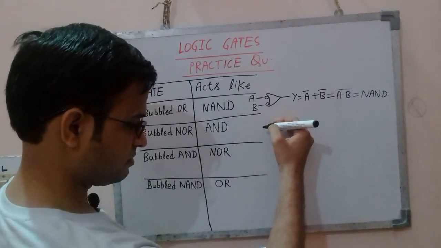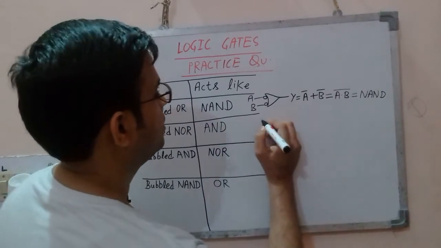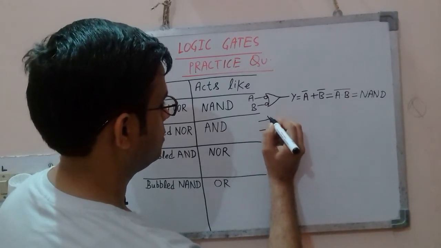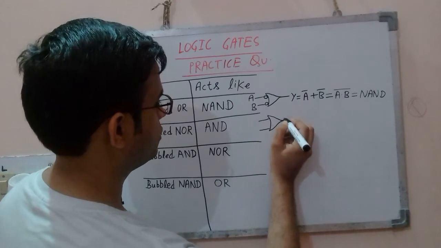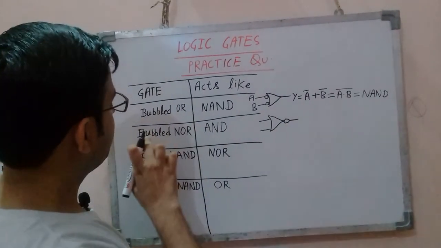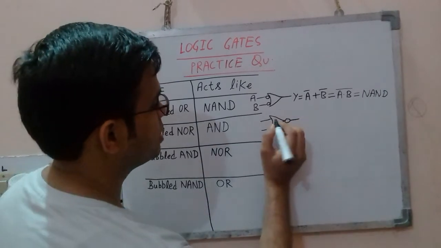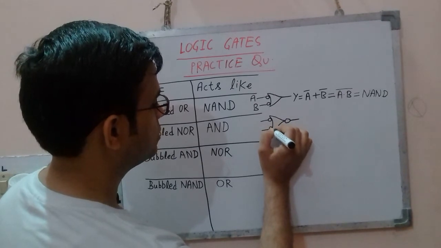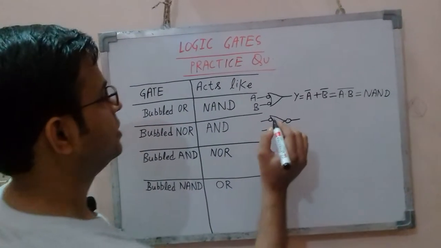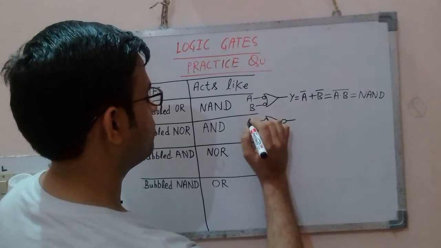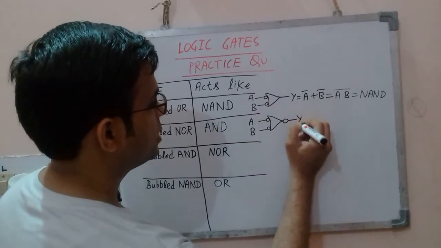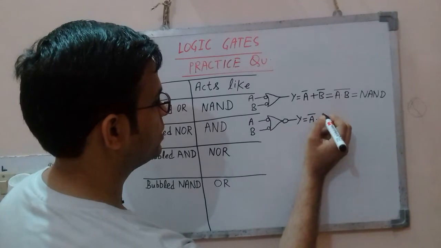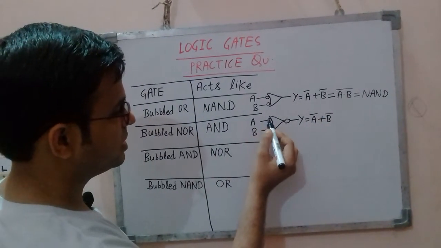So first of all, make a NOR gate. This is a NOR gate, right? Now you have to make a bubbled NOR gate. That means put inverters here like this, two bubbles. So this now becomes a bubbled NOR gate. So let the inputs be A and B. Okay. So what is the output Y? From here it is A bar, from here it is B bar.